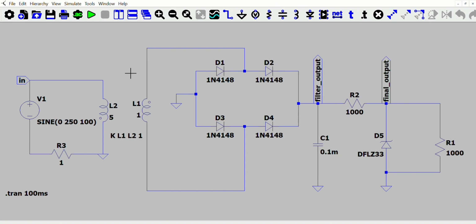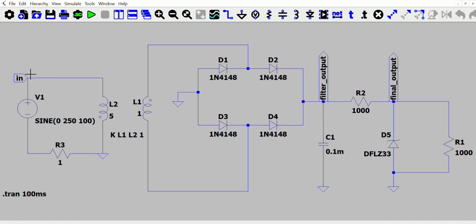First of all, we have used the LT-SPICE software application to create a simulation for this project. We have made a full wave bridge rectifier as shown on the screen. We have used an AC power supply with a 250 volt input voltage and 100 Hz frequency. We also use an inductor with a ratio of 5 to 1.